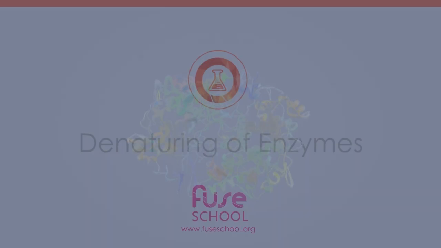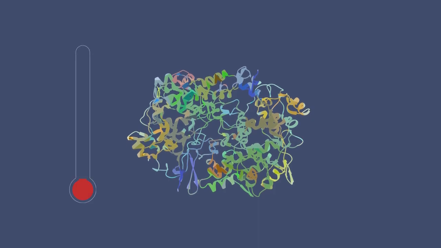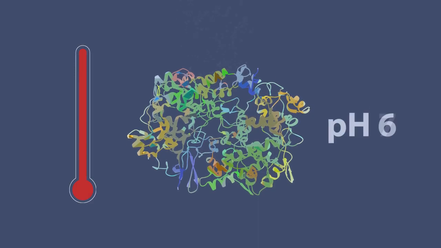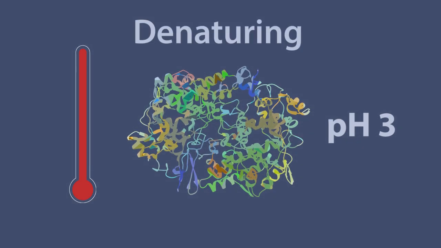In this video, you will see what happens when an enzyme's environment changes, either too hot or a big change in pH, salt concentration, or solvent type, the process called denaturing.